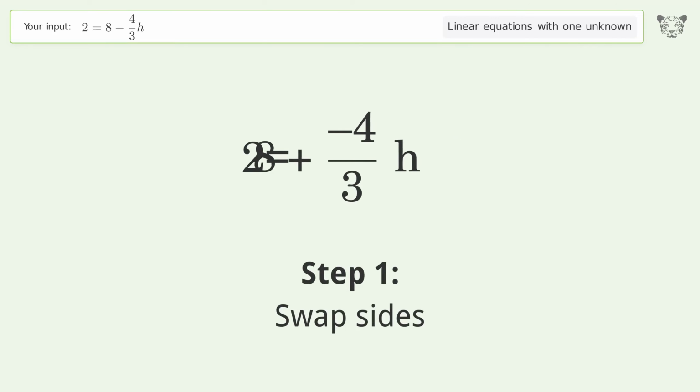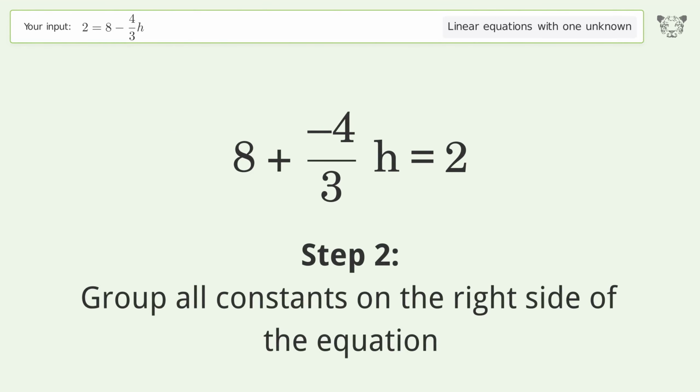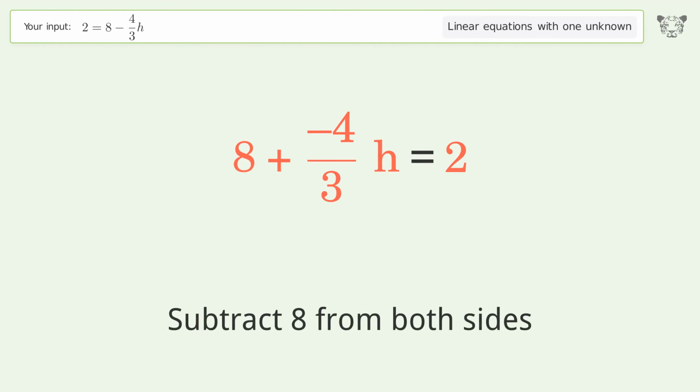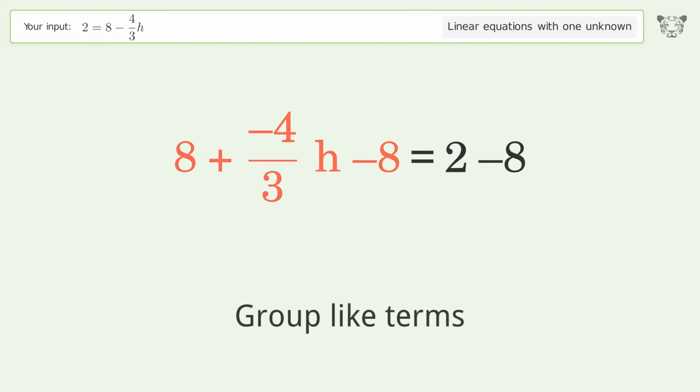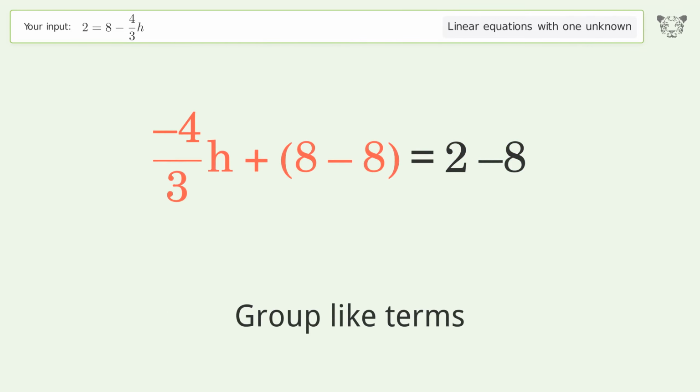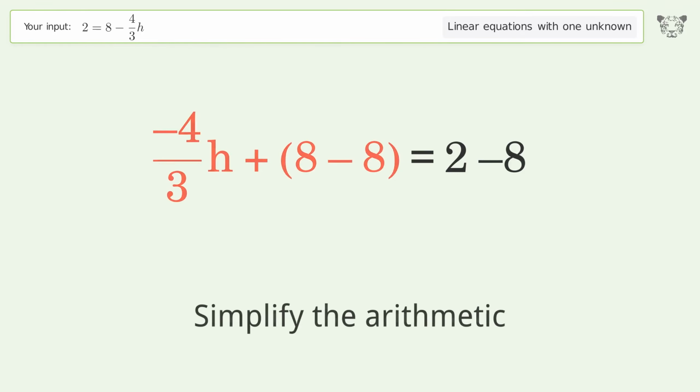Swap sides. Group all constants on the right side of the equation. Subtract h from both sides. Group like terms. Simplify the arithmetic.